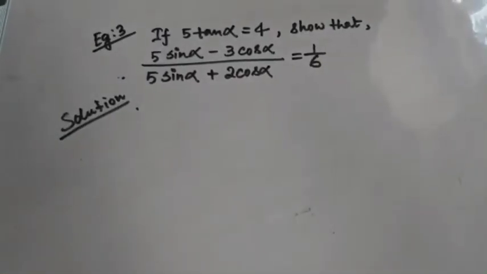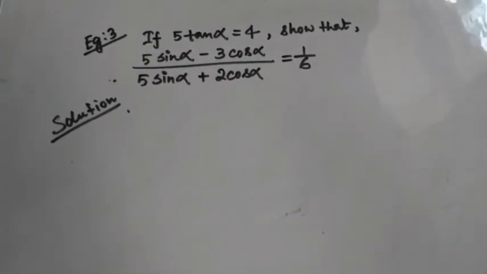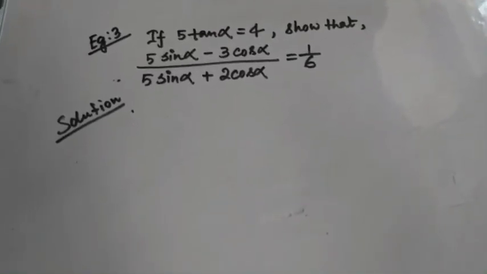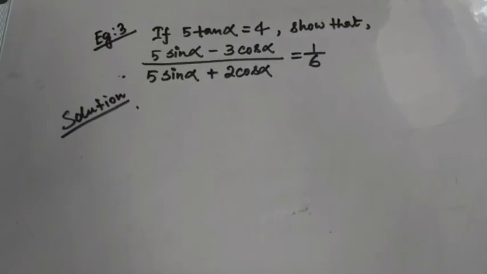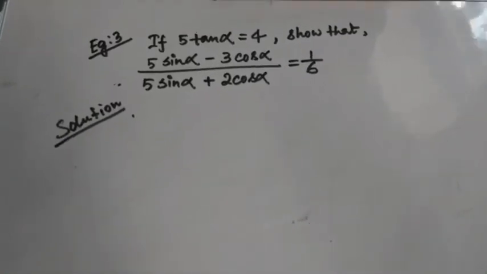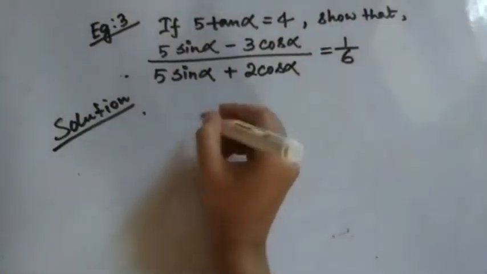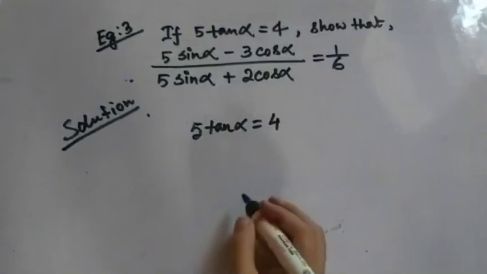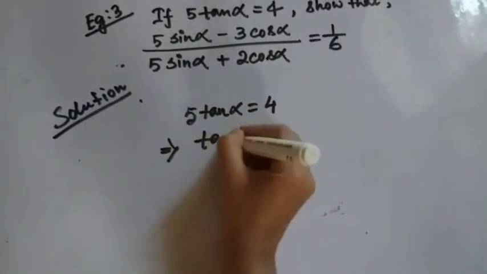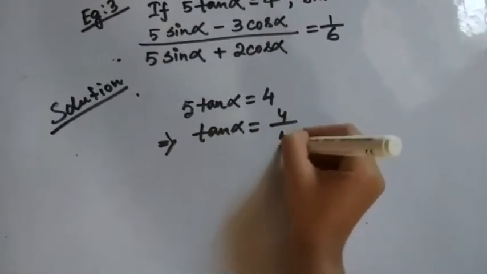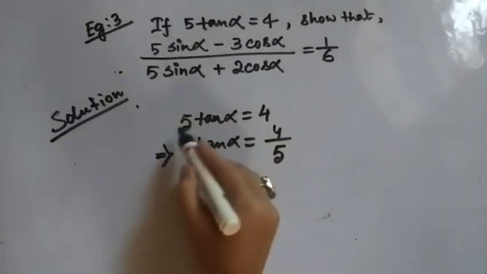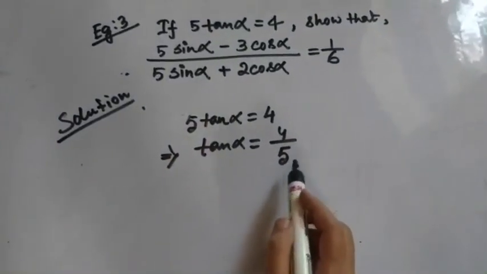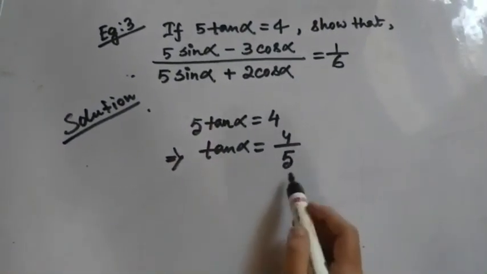Now we will start example 3. If 5 tan alpha equals to 4, show that 5 sin alpha minus 3 cos alpha divided by 5 sin alpha plus 2 cos alpha equals to 1 by 6. So what is given in the question? 5 tan alpha equals to 4. So tan alpha will be 4 by 5, right? Because there is a multiplication sign between tan alpha and 5. When you will convert it into the right hand side, it will be divide. 5 will be divided.